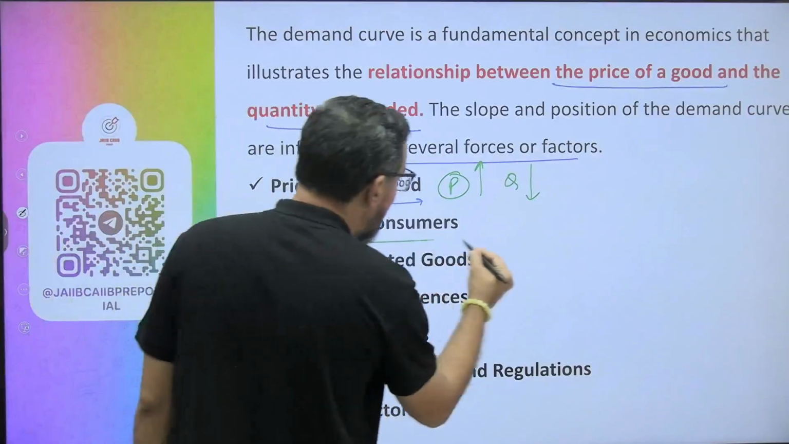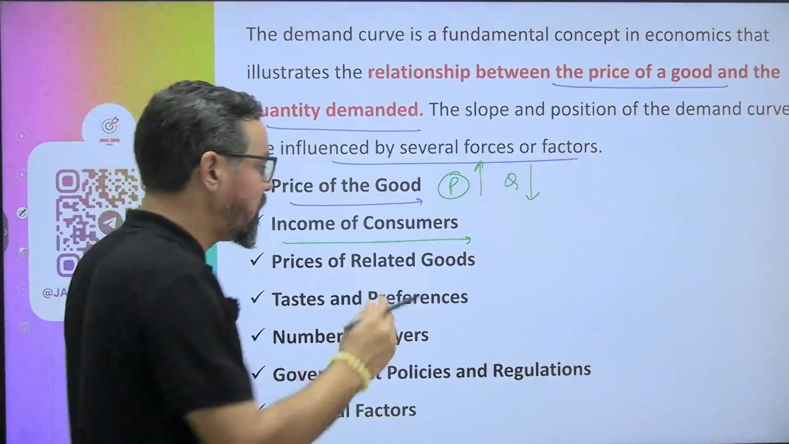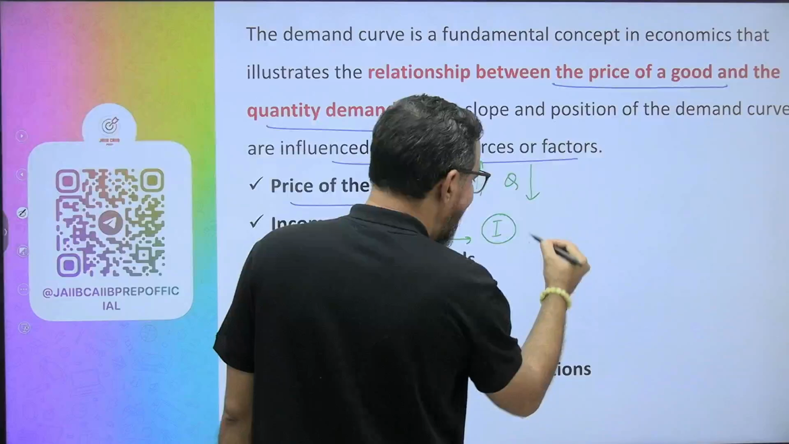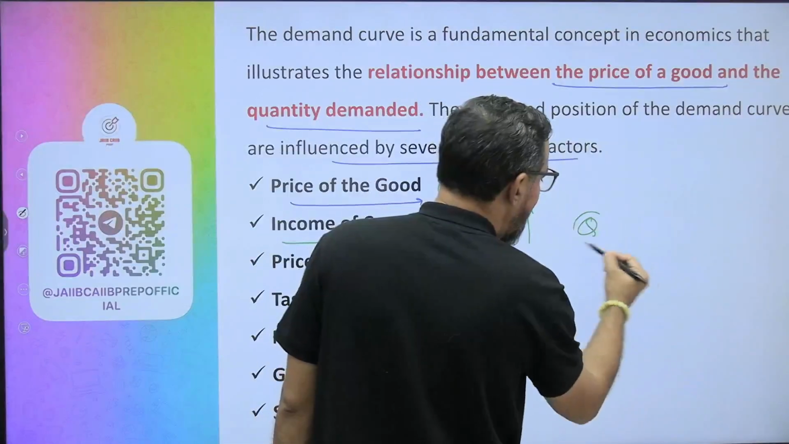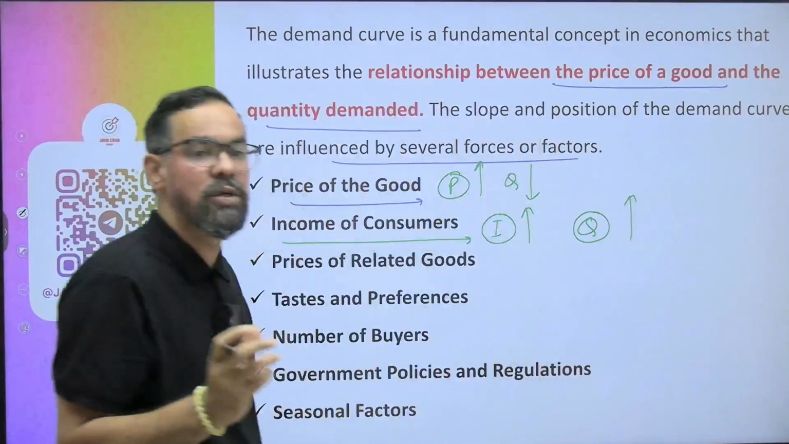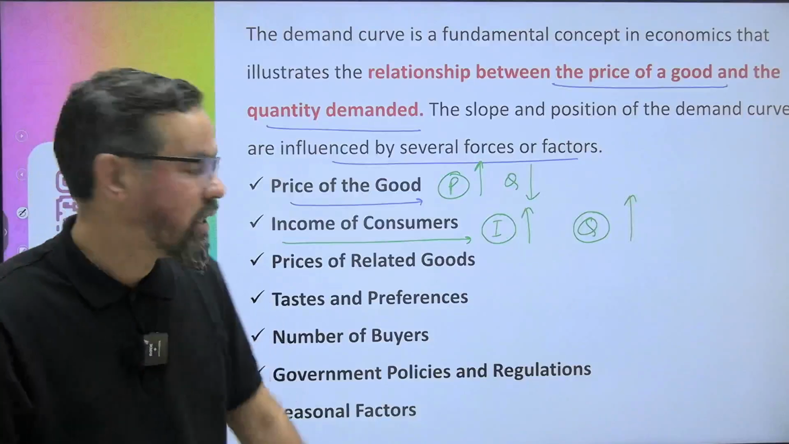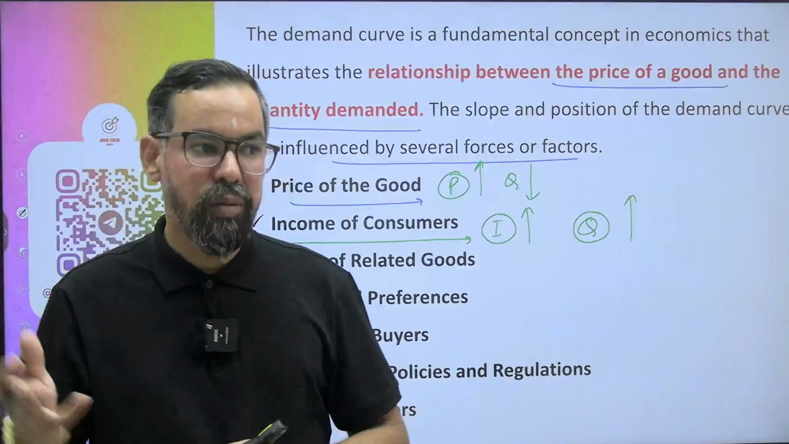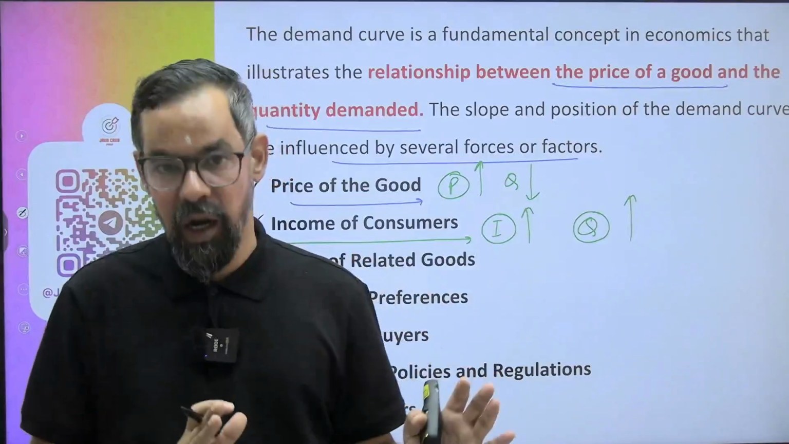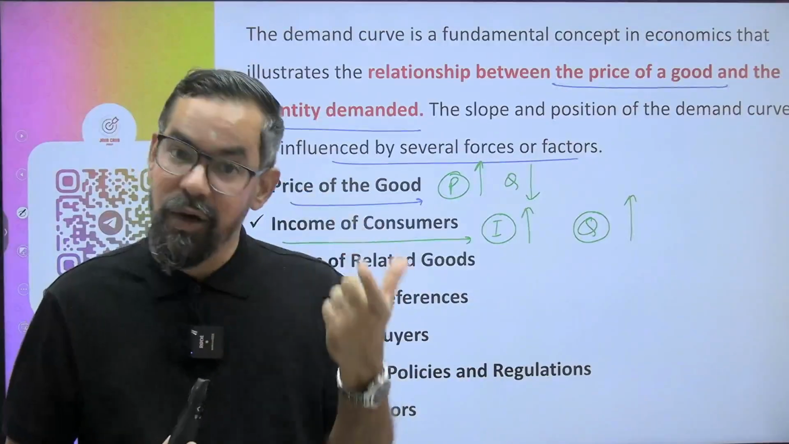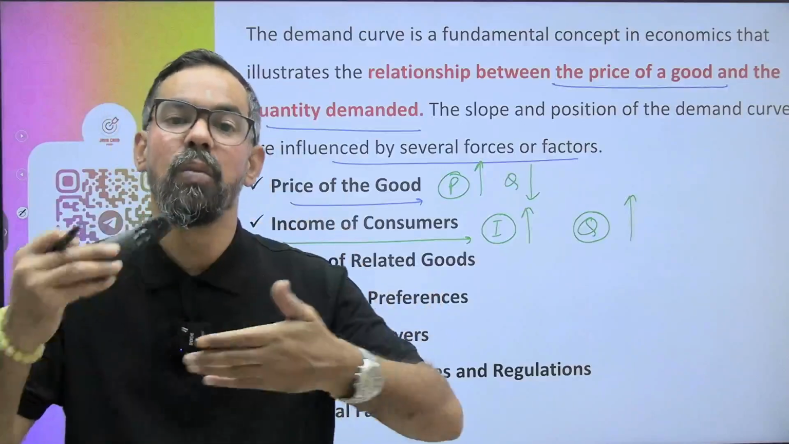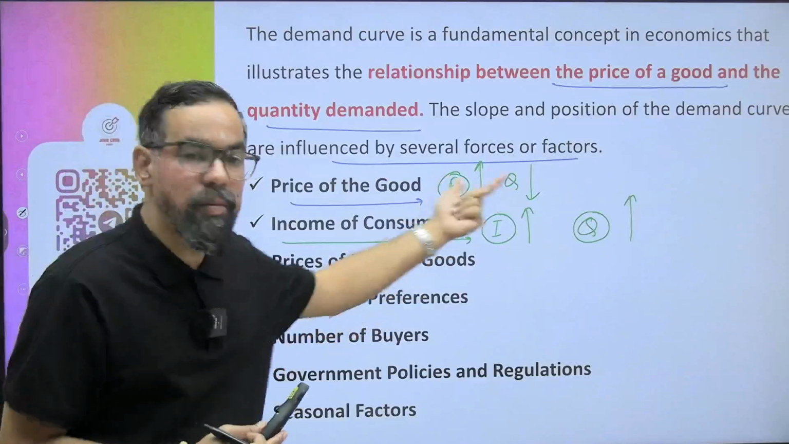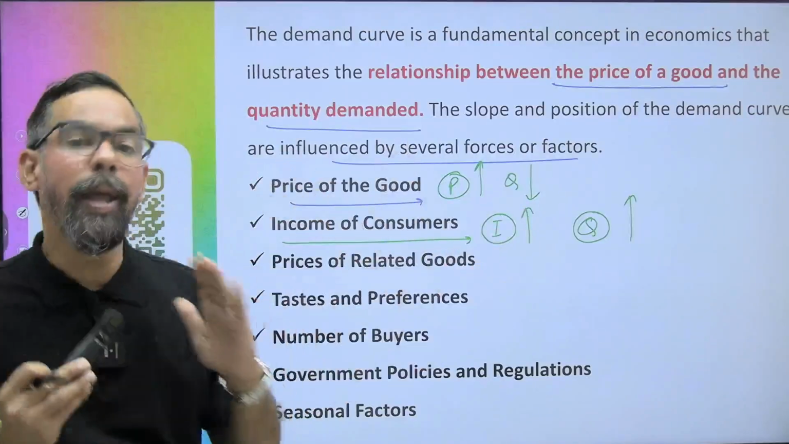Another one is income of consumers. When income of consumers increases, the quantity demanded will also increase. This is also known as the income effect, right? So let's say you are earning 1 lakh rupees, and after your increment you are earning 1 lakh 30,000, so 30,000 additional. What will you do? You will create more and more demands for your needs and wants, right? So that means the quantity demanded will increase in the market itself.